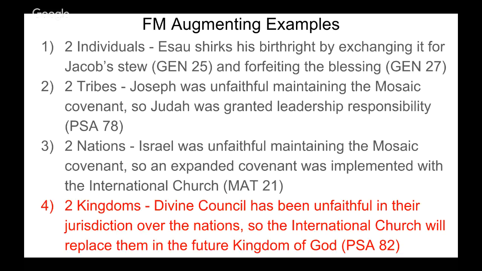So that's point number 2. We're cascading from 2 individuals to 2 tribes and then 2 nations. And that's where we just talked about with Israel and the church. So Israel was Jesus's first nation. He established a covenant with Abraham.